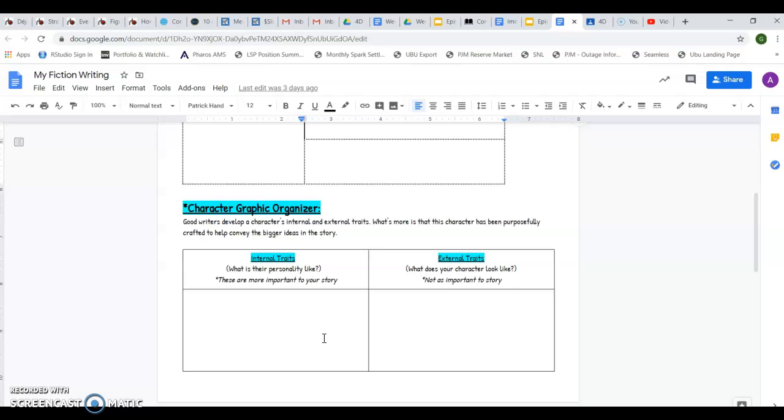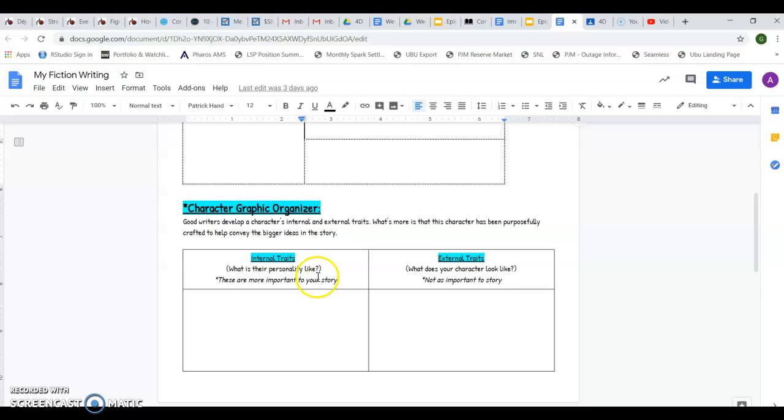So, good writers develop a character's internal and external traits. What's more is that this character has been purposely crafted to help convey the bigger ideas in the story, like we had just discussed. So, thinking about your own story now, we want you to come up with a character in your head. Remember, an everyday person, but use your imagination. You can be inspired from a character in another story, a movie, a relative, a friend. That could be your inspiration, but you want to make up this character completely on your own, with your own imagination.